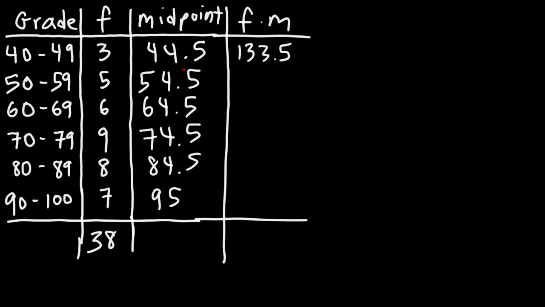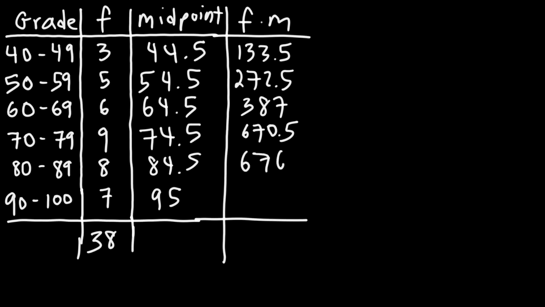And then multiply these two values. So that's 5 times 54.5, which is 272.5, and then 6 times 64.5. So that's going to be 387, and then 9 times 74.5, which is 670.5, and then 8 times 84.5, that's 676, and finally 7 times 95 is 665.